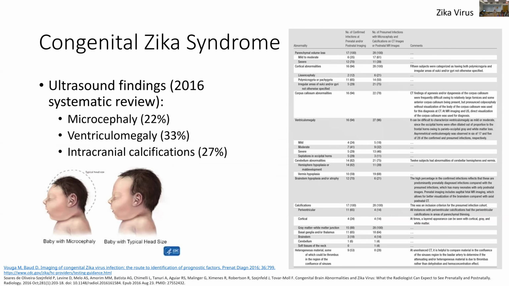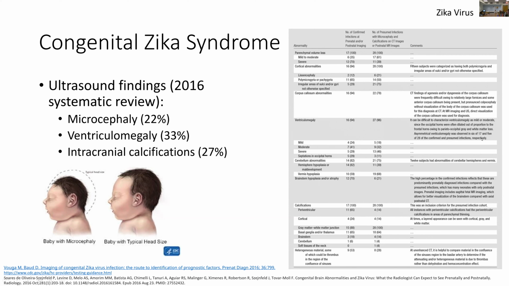Which brings us to congenital Zika syndrome. So the classic congenital Zika syndrome is microcephaly, ventriculomegaly, and intracranial calcifications. But as with all of these things, you're not necessarily going to have all of those. You might have one, you might not have any. So from a systematic review in 2016, about 22% of congenital Zika syndrome had microcephaly, about 33% had ventriculomegaly, and about 27% had intracranial calcifications.